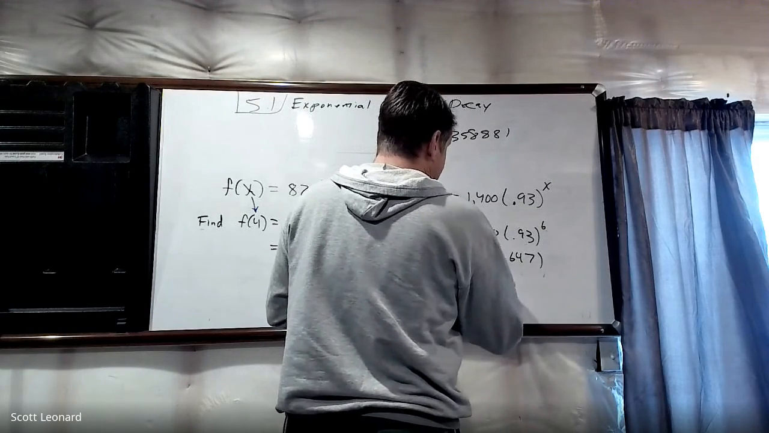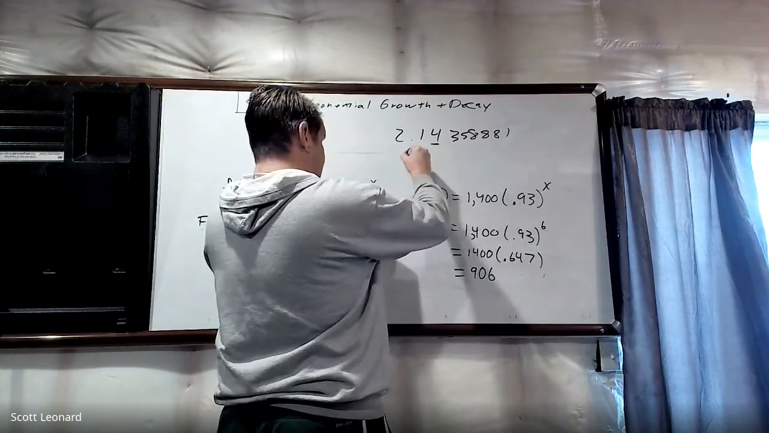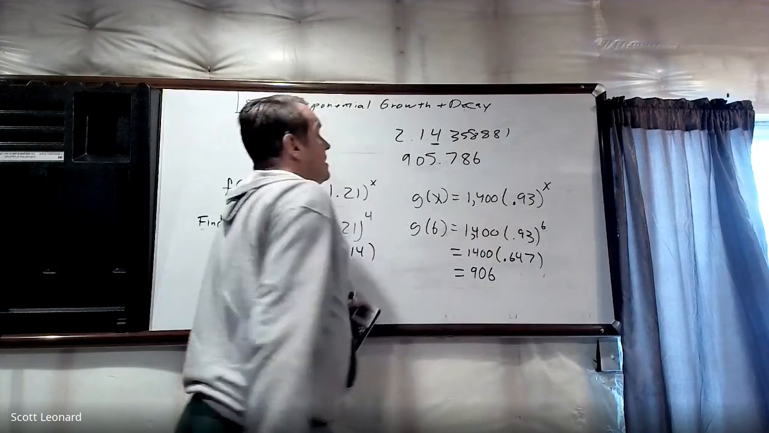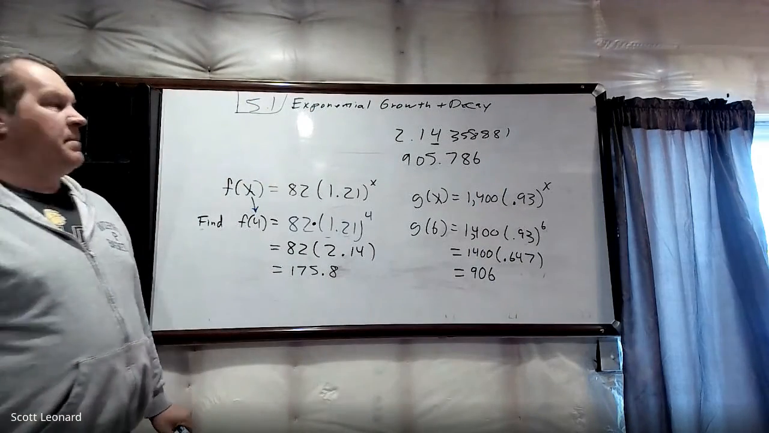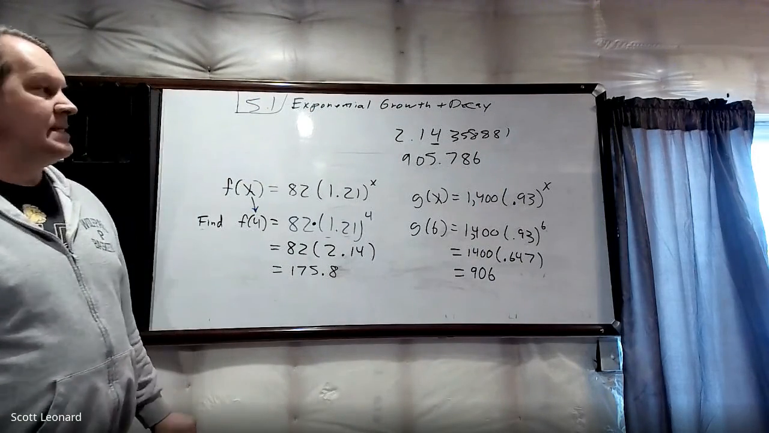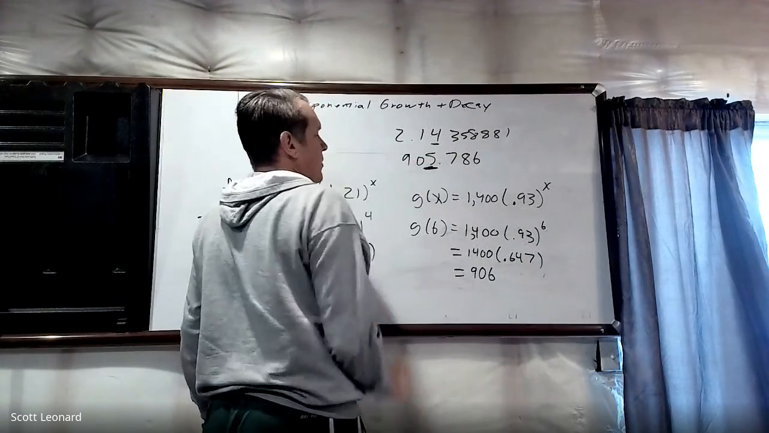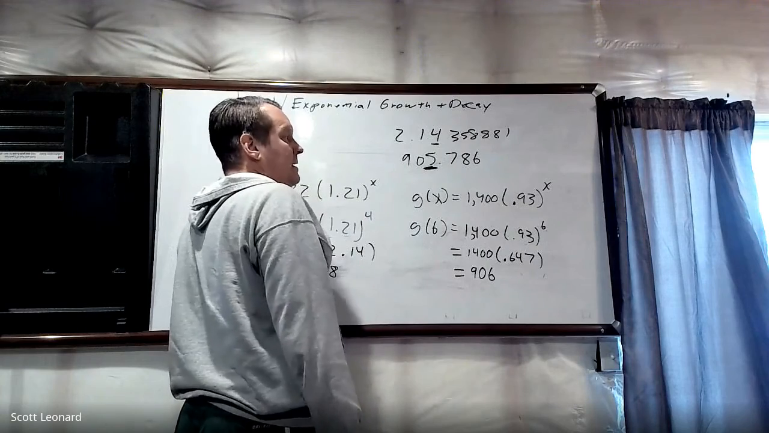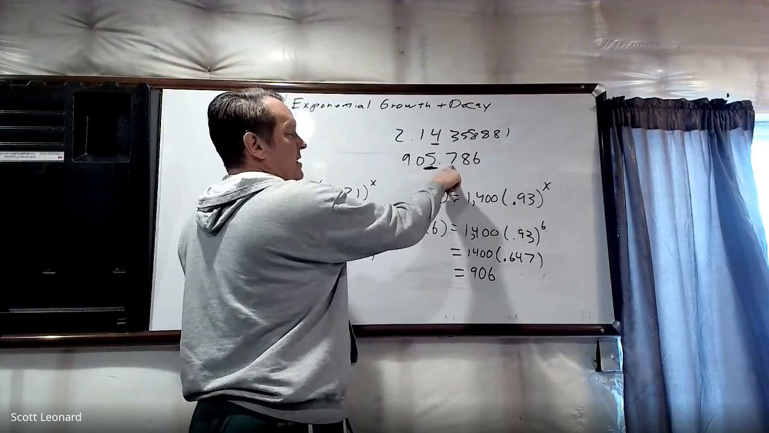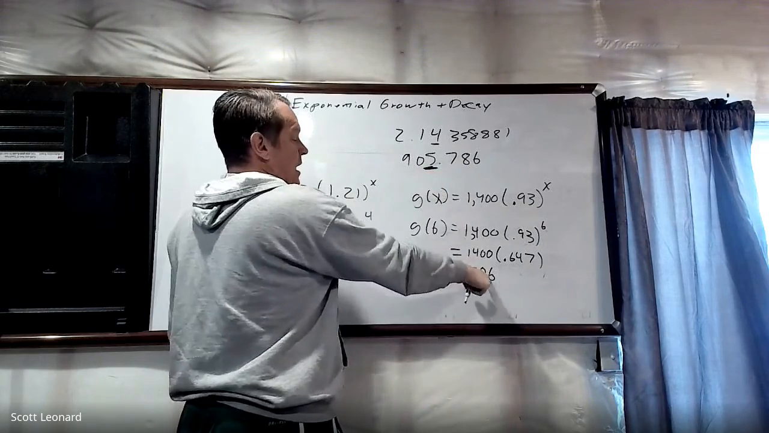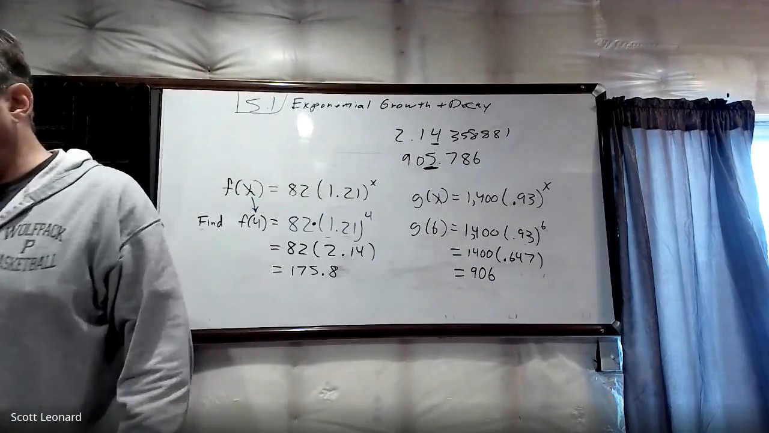Now there is a decimal that goes on. The actual answer was 905.786. But because I'm talking about people, we are never going to have 0.7 or 0.8 of a person. So I'm going to round to a whole number if I'm doing a person problem. This time the digit after it was 5 or larger, so I rounded up to 906.